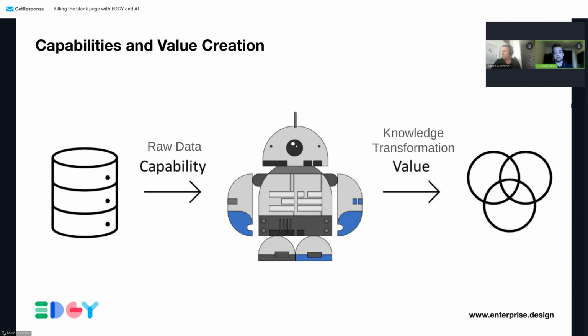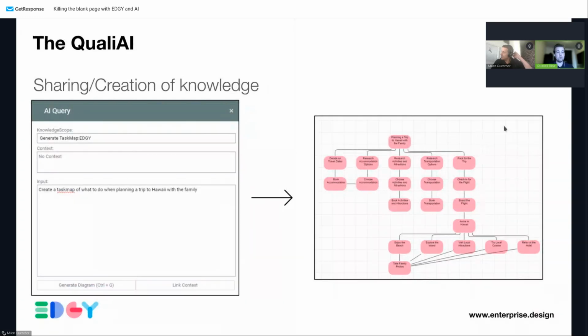And if we go to the next slide, then we can see what we've actually created. So we call it the Quali AI. And in the knowledge sharing journey, it hits on the sharing and creation of knowledge. And it can take context in a repository, in the knowledge base of QualiWare, and create diagrams. It can also take text inputs that you put in the input field right here and create diagrams. So a context of any kind really here. And it then generates EDGY diagrams, as you can see.